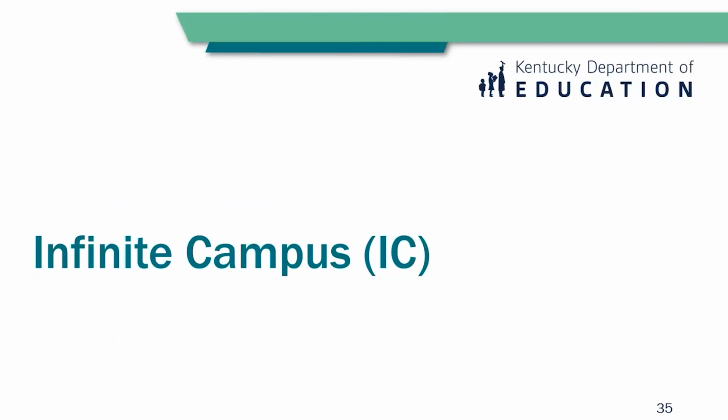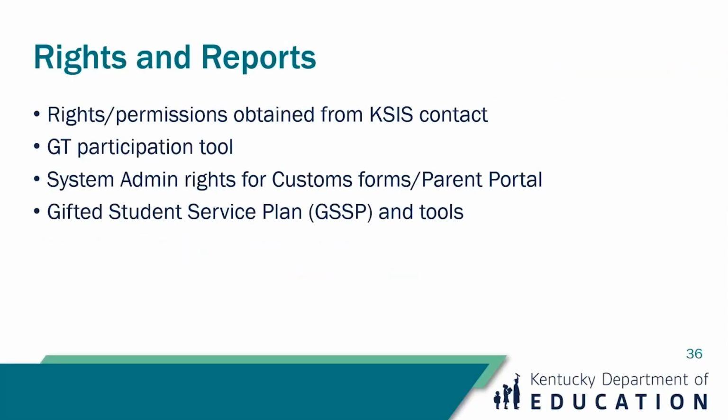Next, I want to talk about Infinite Campus. Infinite Campus is kind of the data source for all things that have to do with our student information system. So you're going to need rights to reports and other things in Infinite Campus. Again, that is obtained by your CASES contact. Again, if you don't know who that is, you can Google KDE CASES contacts and it'll bring up a list, or you can go to the Open House directory and find your district, and that person's role will be listed there on your page.